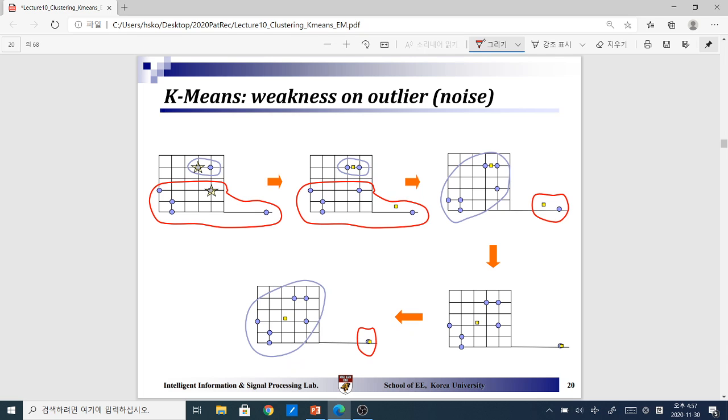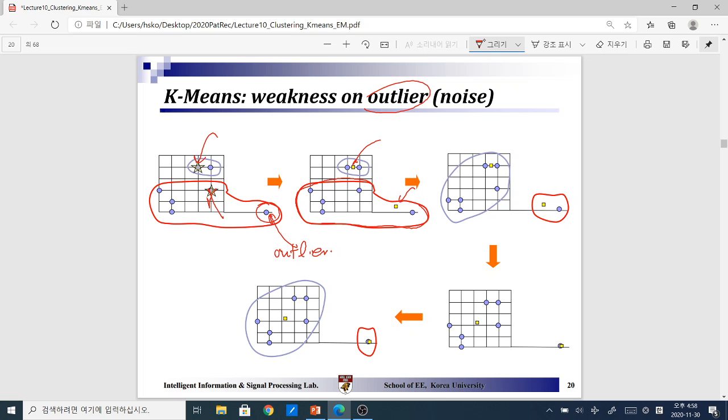Now, k-means, however, has a weakness as far as outliers are concerned. For instance, suppose we have an outlier like this guy here, with the initial centroids being right here. What happens is that with the presence of this outlier, it's going to compute the centroids, one being here, another one being here, that belongs to this group.